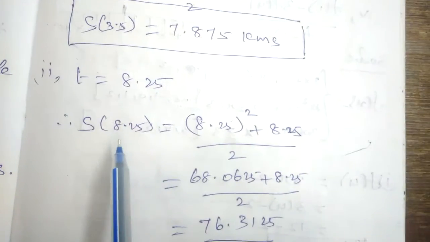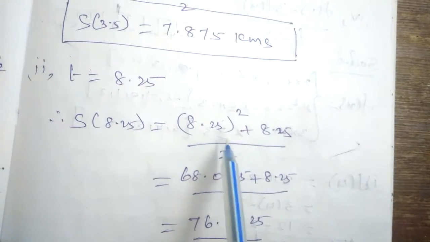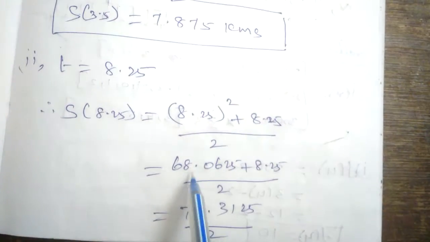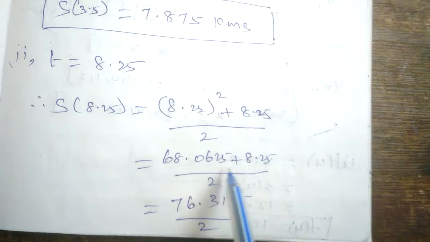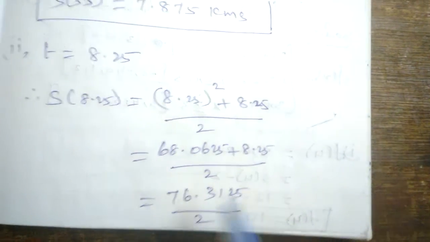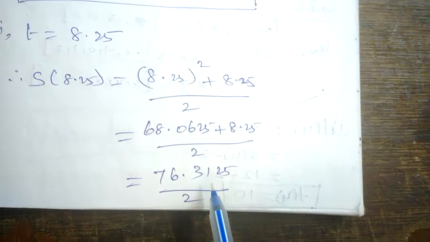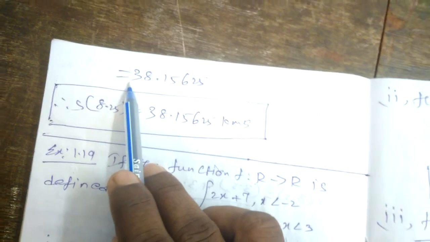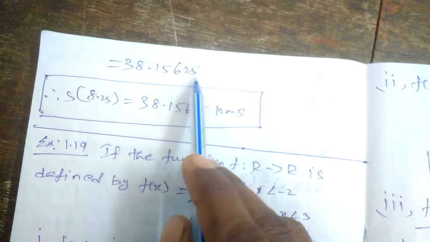The second question, t is equal to 8.25. So s of 8.25 equal to 8.25 whole squared plus 8.25 divided by 2, equal to 68.0625 plus 8.25 divided by 2. The sum of these numbers is 76.3125 divided by 2. We get 38.15625. That's all.